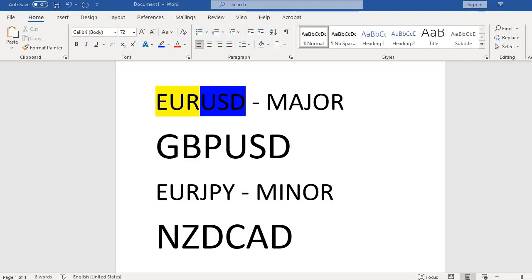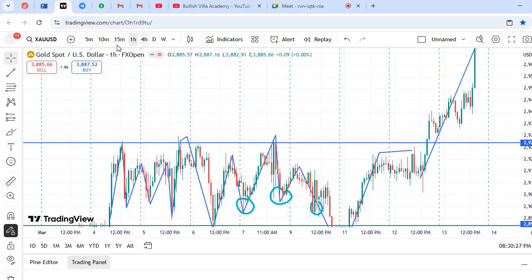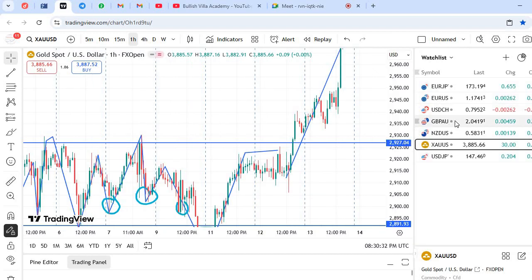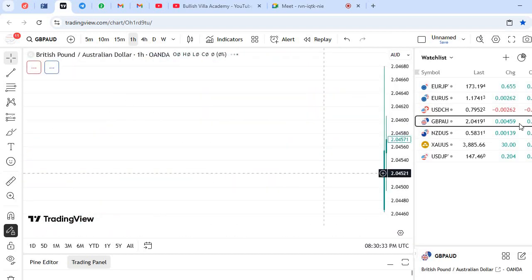So now let's go back to the chart. Let me explain this to you. Let's say we are on this currency now.